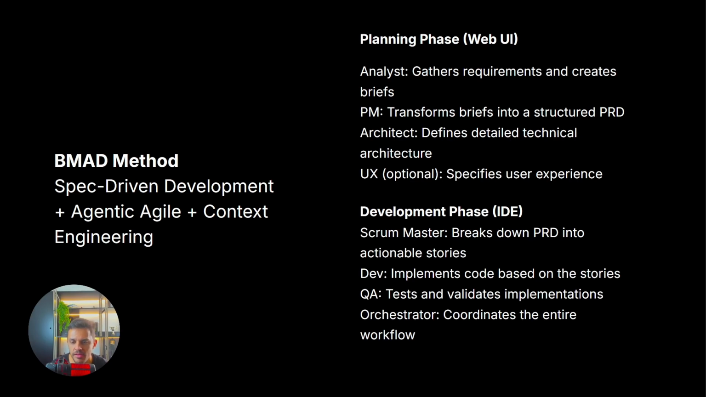And we have the development phase, and the main actors here are the Scrum Master, whose responsibility is to read the product requirement document and break down all the actionable stories that we need to work on. We have the developer agent, which will read these stories and implement them in the code following all the technical best practices proposed by the architect.